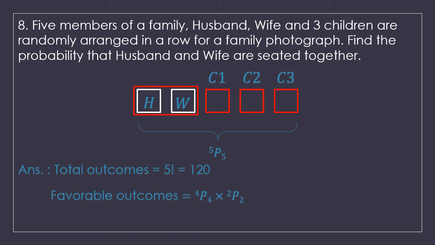Husband and wife make a group because they are sitting together. So they are only considered as 1 in the initial phase and the remaining 3 children make it 4p4. But husband and wife can sit interchangeably, so that makes it 2p2. So 4p4 is 24, 2p2 is 2. So 24 twos are 48 favorable outcomes. When I put it into my probability formula, 48 upon 120 will make it 2 upon 5. So the probability that husband and wife sit together is 2 upon 5.